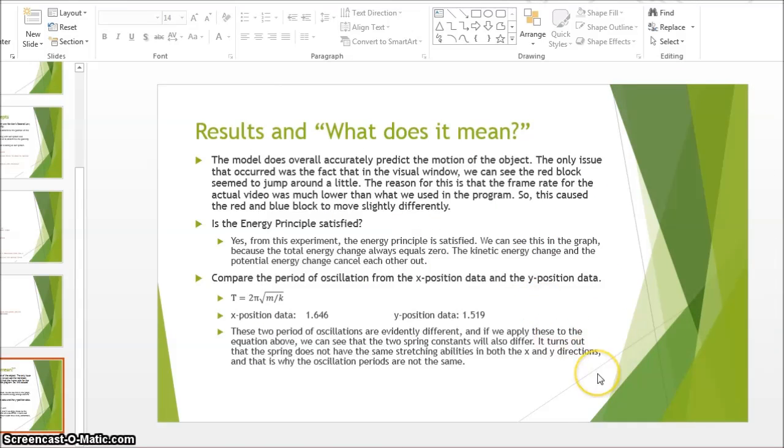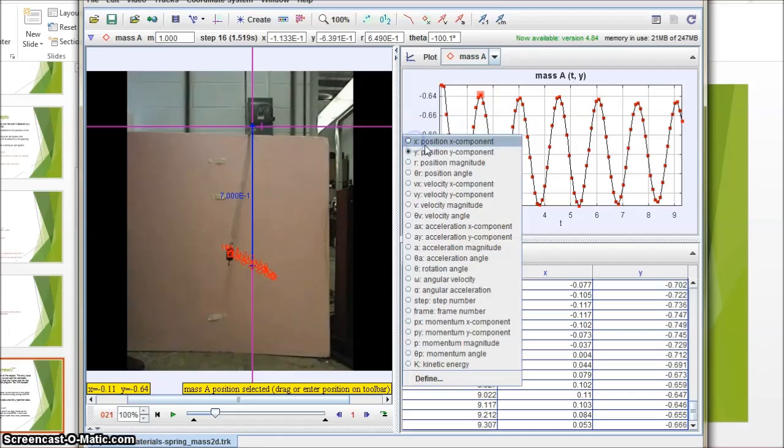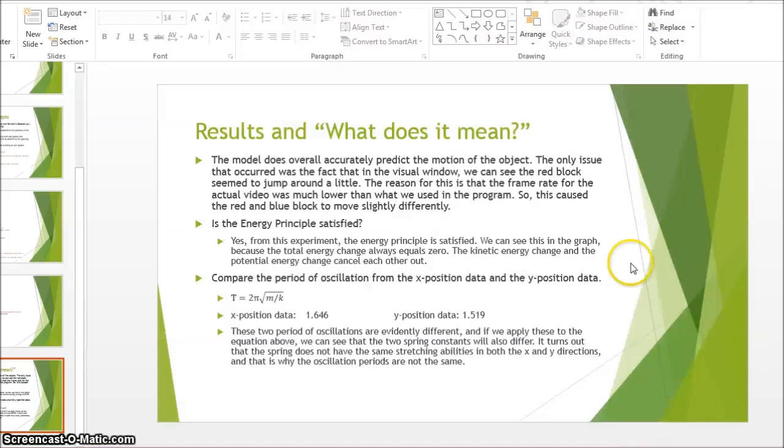Now compare the period of oscillation from the x position data and the y position data. To do this, like I said before, we used the periods here, and then instead of y, we used x as well. For the x position data, we determined that the period of oscillation was 1.646 seconds, and the y position data was 1.519 seconds.